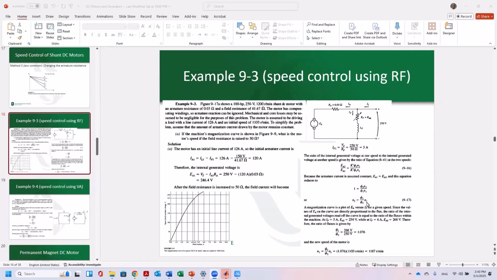Now, N1 we have. We know it is 1103 based on the problem statement. What would be the ratio of phi 1 over phi 2? This ratio comes from the magnetization curve, because that's how EA, phi, and speed are related. Since the value of EA on the curve is directly proportional to the flux, based on this equation, the ratio of the internal generated voltages read off the curve is equal to the ratio of the fluxes within the machine.